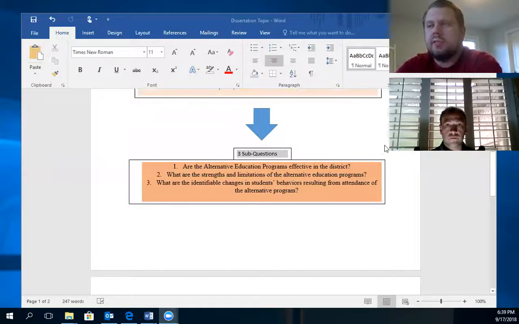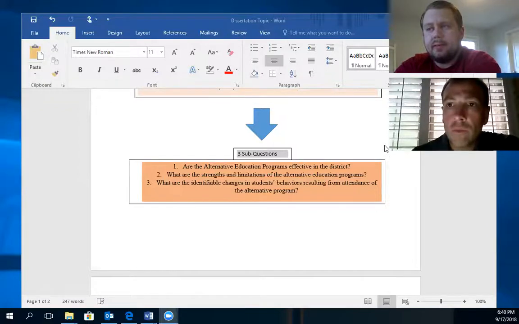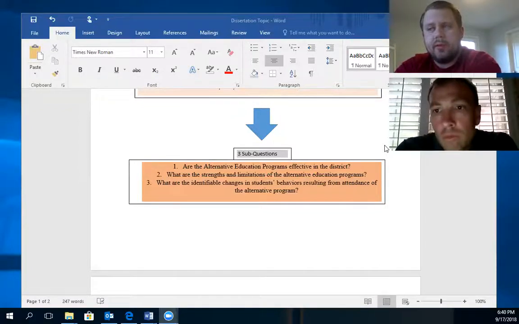My three sub-questions, of course, these are always possible to change. However, what I wanted to do is see, are these programs effective? Number one, are they being effective? I believe they are. The people in the district believe that they are. But we want to make sure we have the data to support that. What are the strengths and what are the limitations of the programs in itself? Both programs together. That's going to take some focus groups, some data. It's going to take some conversations with the various leaders and directors of those programs, and just some observations, just to see what the strengths and limitations are.